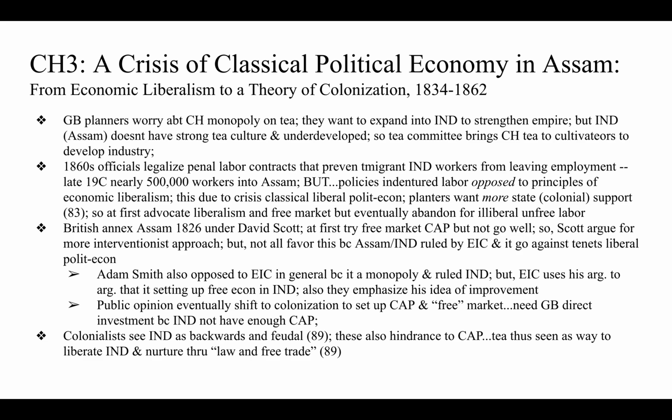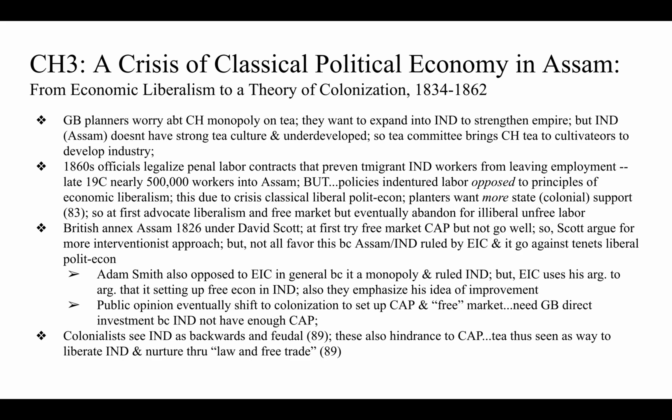So a tea committee was formed in the British government, which brought tea cultivators from China to India to develop the industry there. And then in the 1860s, officials legalized penal labor contracts that prevented migrant Indian workers from leaving employment. By the late 19th century, there were nearly 500,000 workers in Assam. But of course, policies of indentured labor were in theory opposed to the principles of economic liberalism. And this caused somewhat of a crisis of classical liberal political economy, because planters wanted more state control.